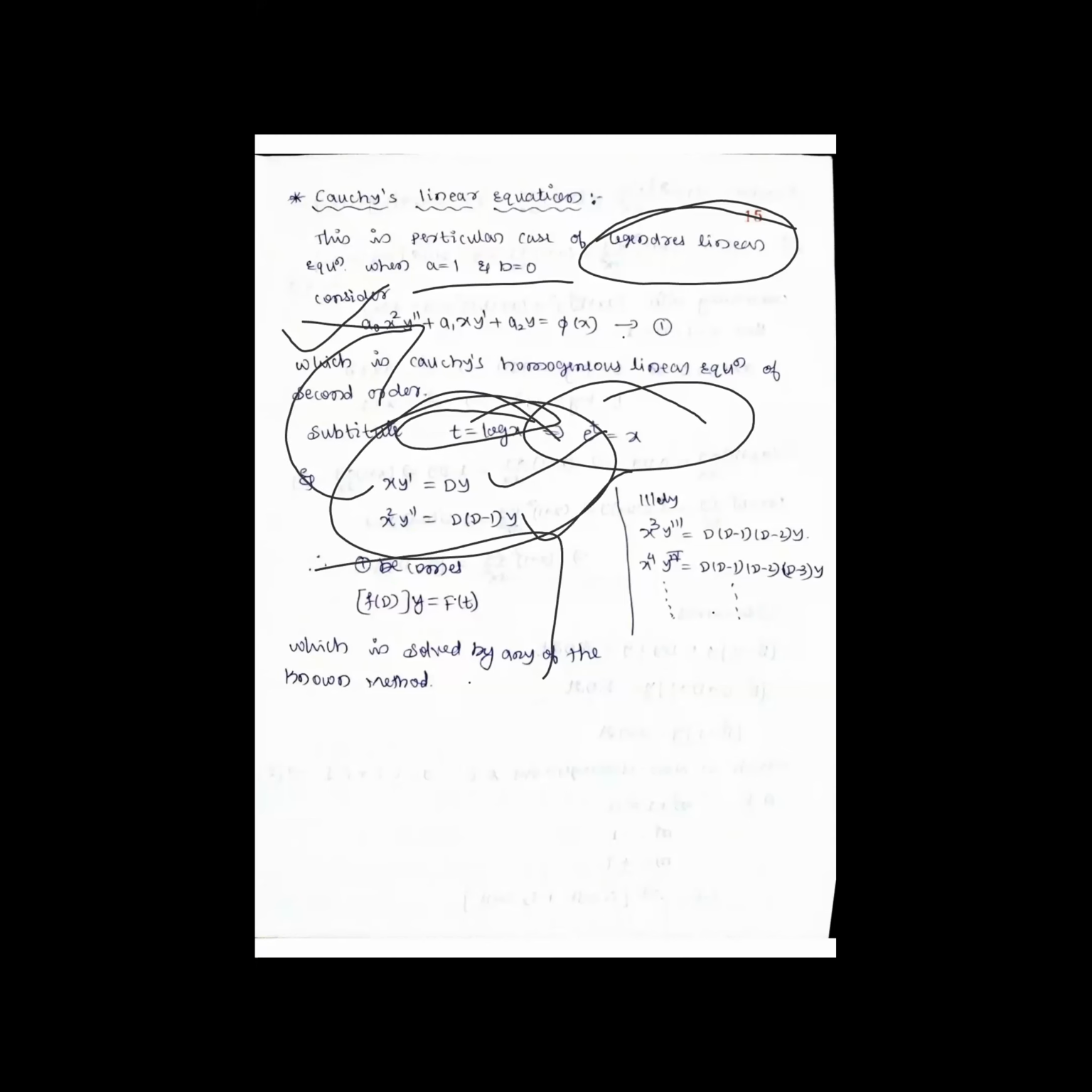And everything you substitute here. So it will reduce to like this, and such equations we can solve by type 1, type 2, type 3, or variation of parameters. So if x cube is coming, it is x cube y triple dash, x raised to 4, y of order 4. So then you can use it. By the side I have written.